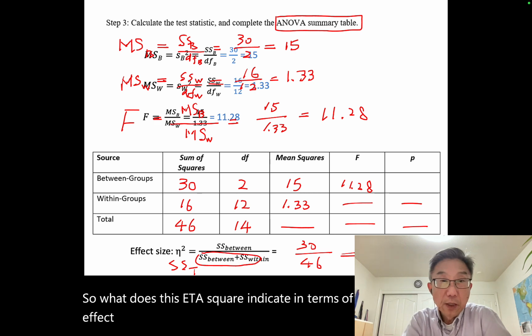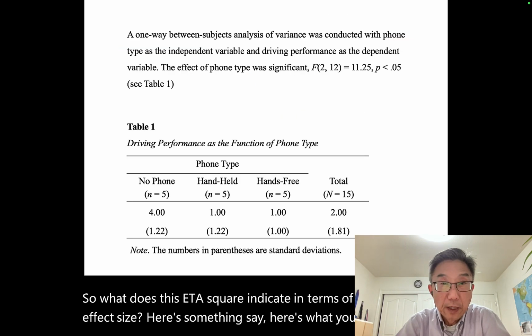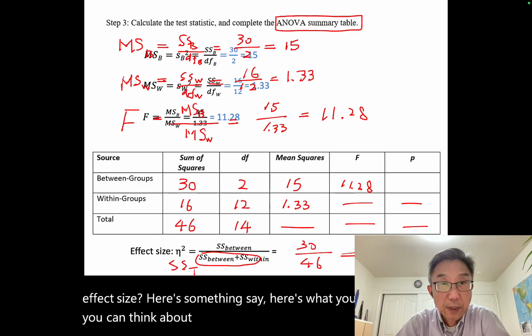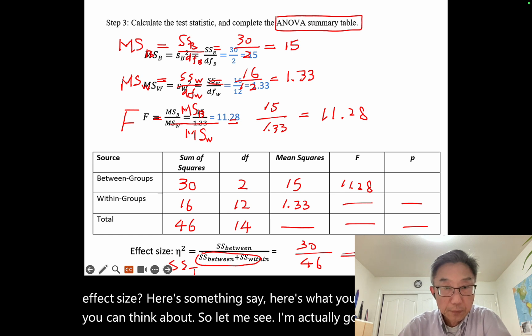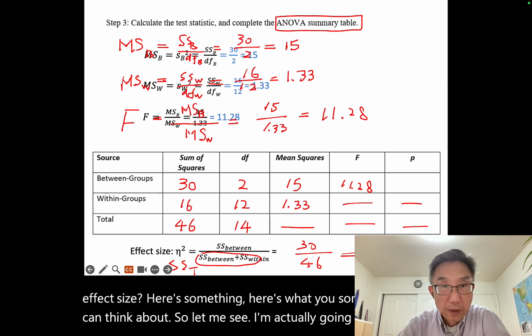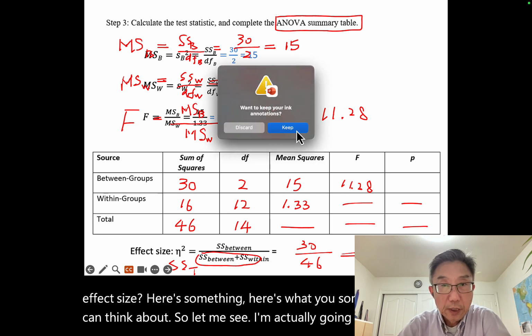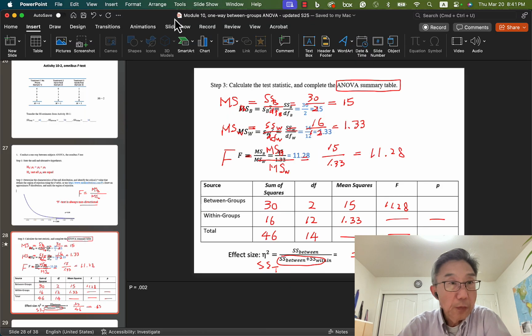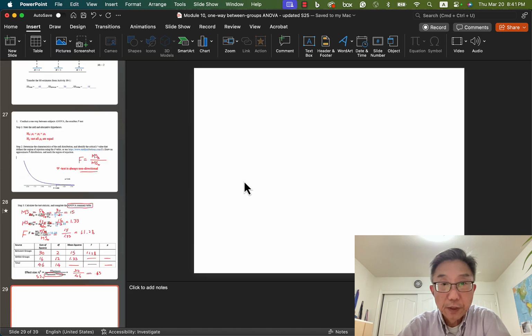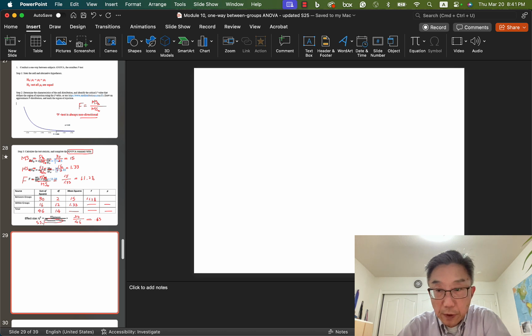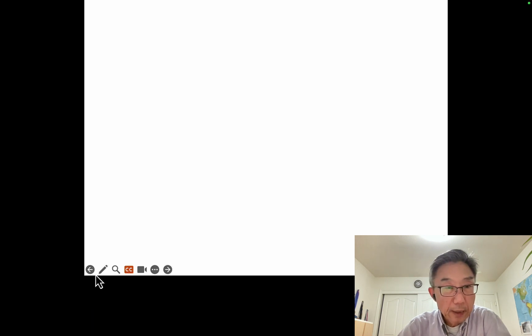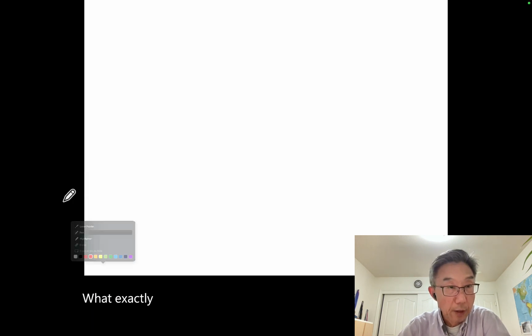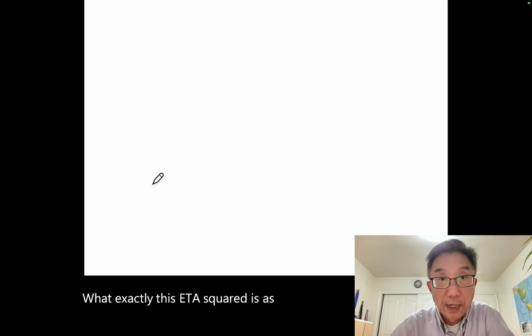Here's something that you can think about. Let me do this. I'm going to insert a blank page. New slides. Let's do this. Okay, so think about what exactly this eta squared is as a measurement of effect size.